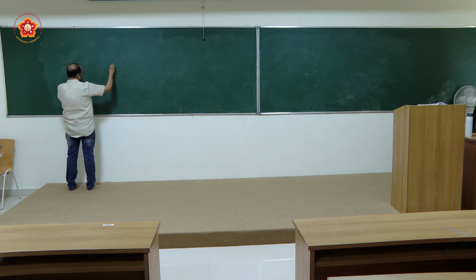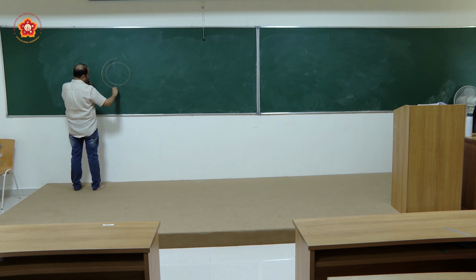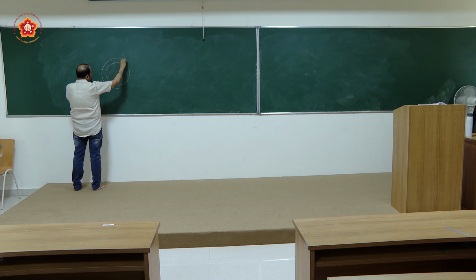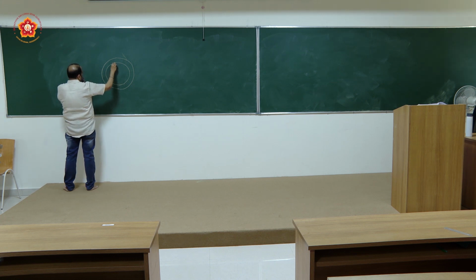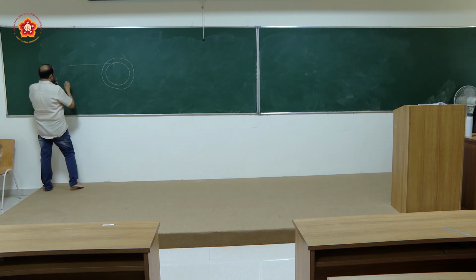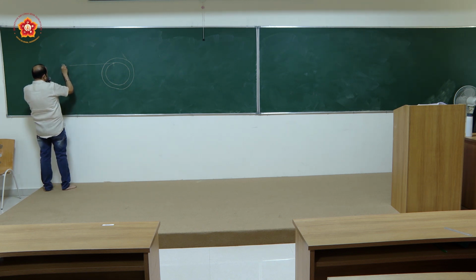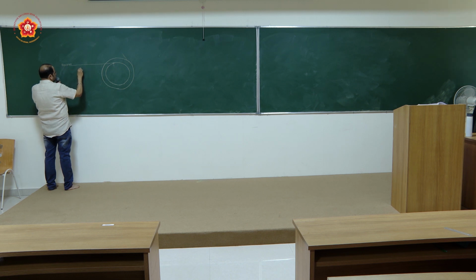Suppose this is the earth. This is representing the atmosphere around the earth. This is a horizontal line which is representing to us the horizon. And sun is present here below the horizon.